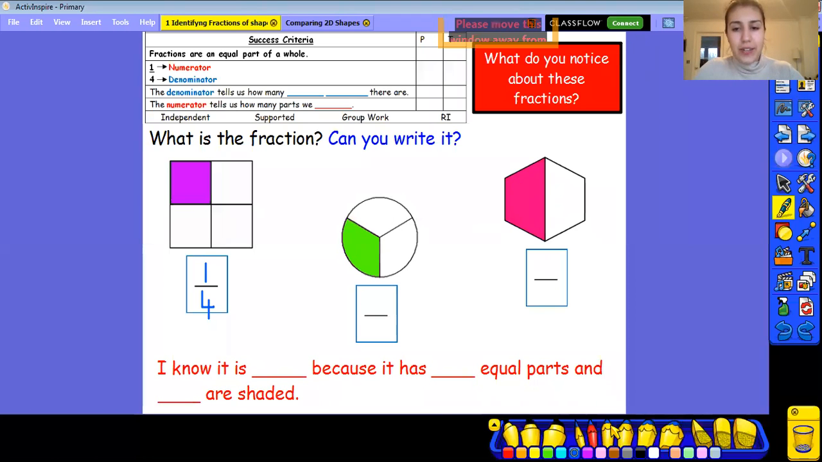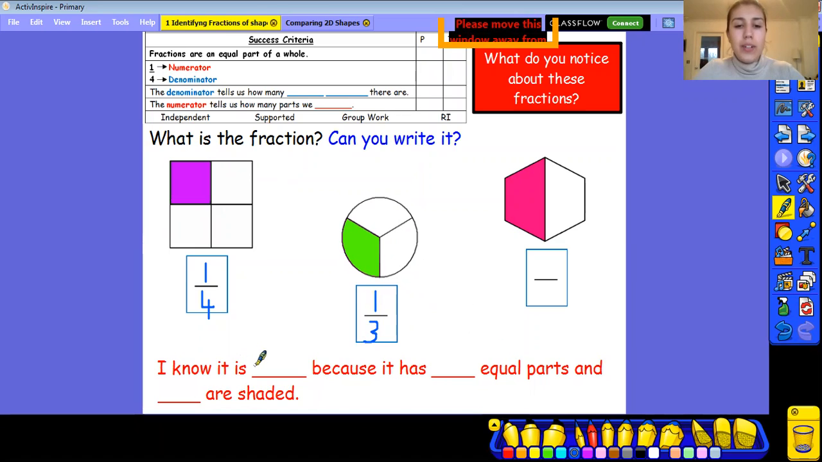Well done for having a go, year two. Let's go through the answers then. So fractions are written with a numerator on the top and a denominator on the bottom. The denominator tells us how many equal parts there are. So in this whole shape, which is a circle, I have got 1, 2, 3 equal parts. So my denominator is 3. The numerator tells us how many parts we have. So how many parts do I have shaded? Just the 1.